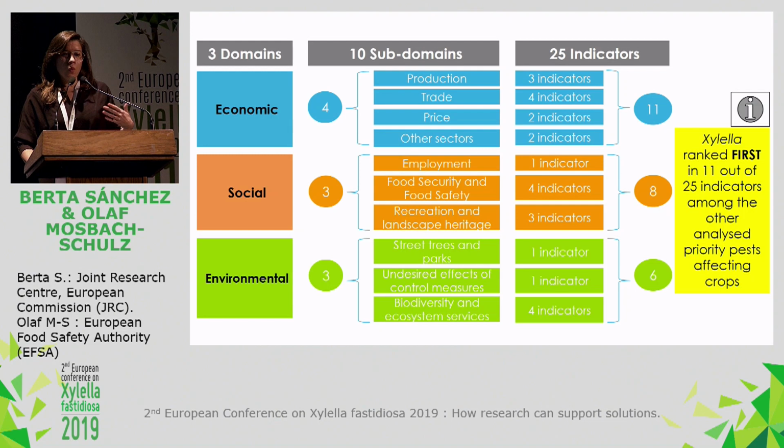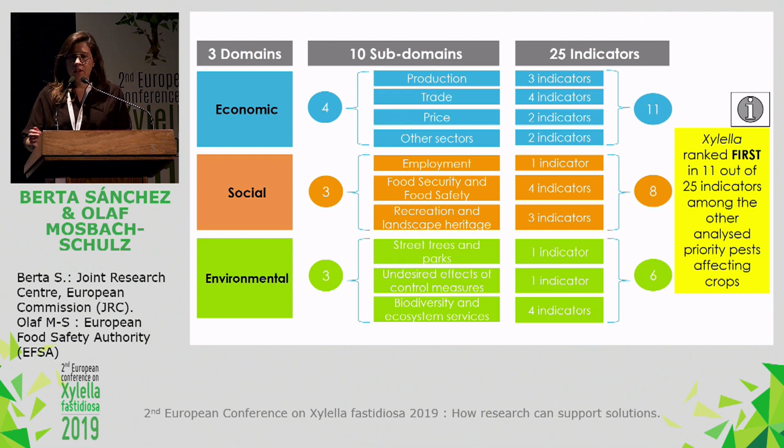So we cover different subdomains to estimate the production impacts, the trade impacts, price effects, impact in downstream and upstream sectors. We also have domains for social impacts like employment loss, or environmental and biodiversity and ecosystem services.